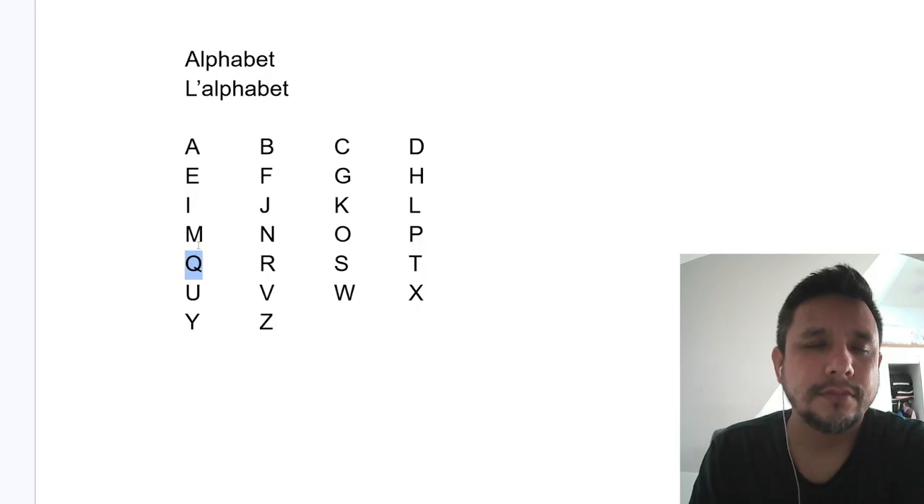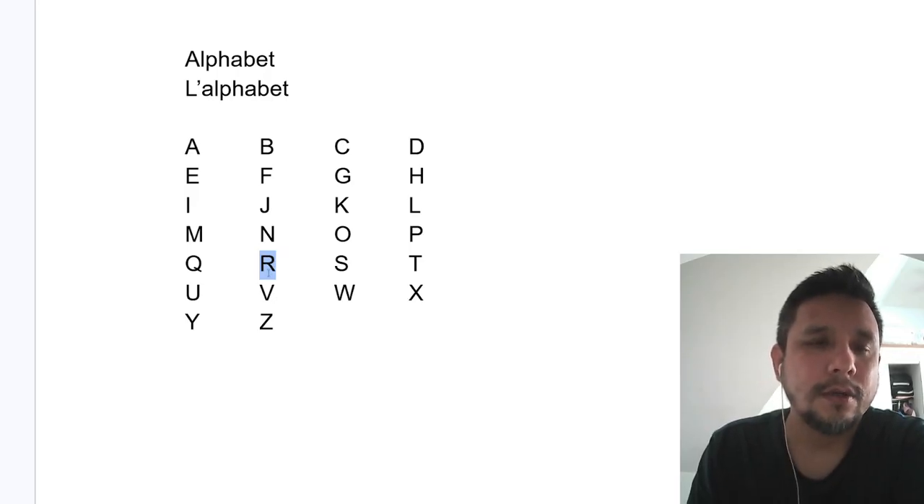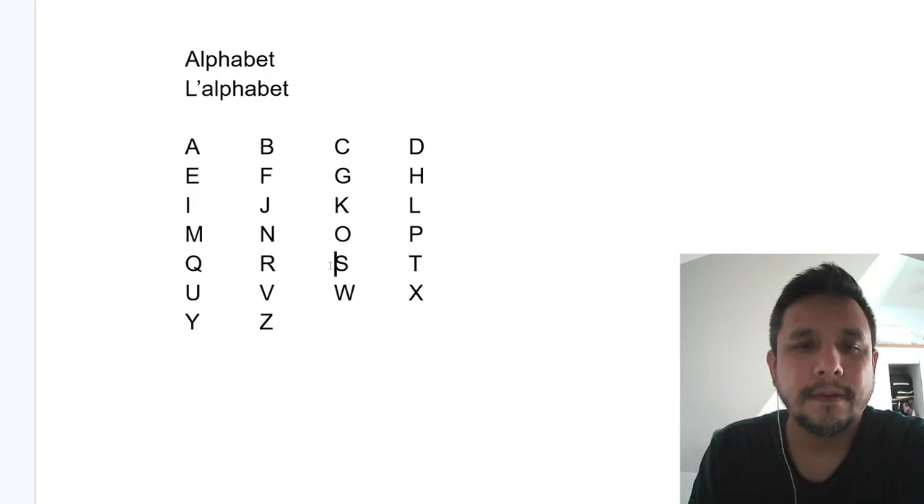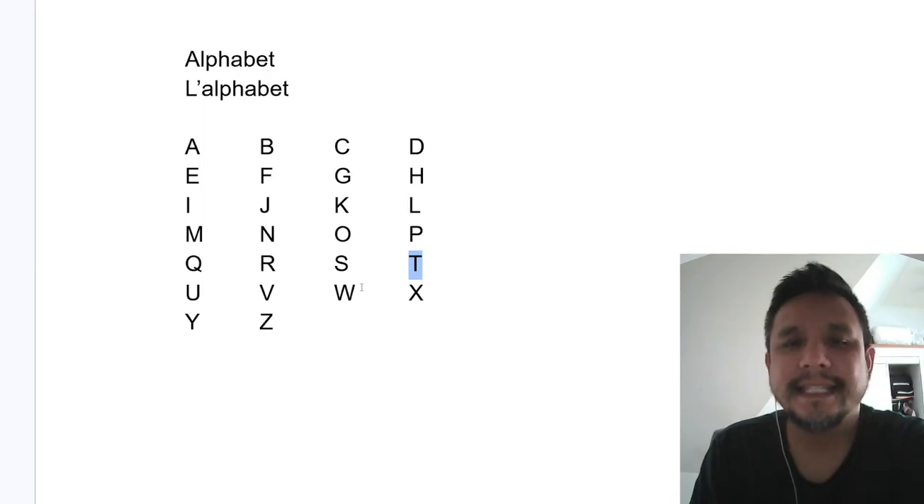Q. Similar to Q, but it's not the exact Q. It's Q, Q. This is R, R. Not R, but R. That's why in French, when a word starts with R, we pronounce H, okay? So it's R. S, S, T, T. Not T, T.